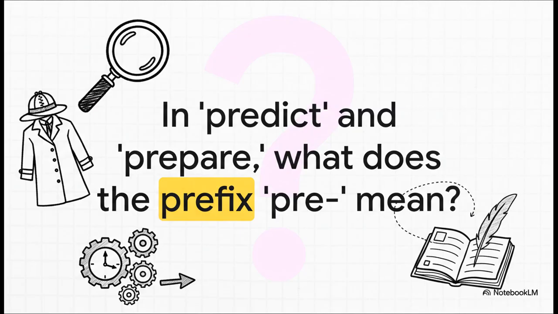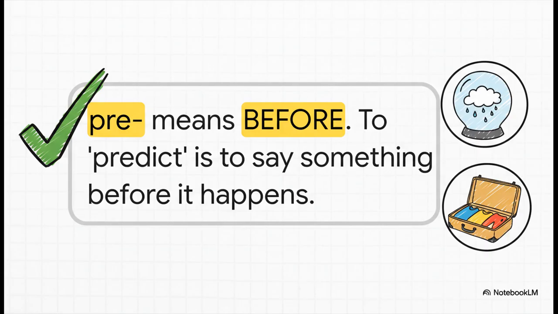Okay, time for a quick pop quiz. You're the detective on this case. Based on what we've just covered, in the words predict and prepare, what do you think that prefix is trying to tell us? Yes, you got it. Pre means before. To predict is to say something before it happens. To prepare is to get ready before an event. See, you've totally got this.